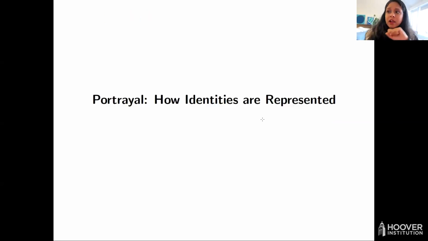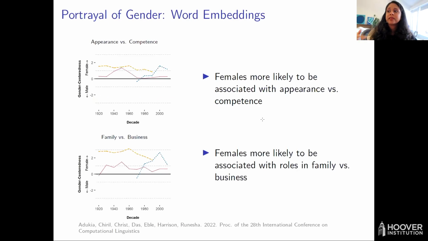And I'll just quickly talk about some of our portrayal results. So this is where we're actually using word embeddings to see how different identities relate to various domains in society. And we see that females are more likely to be associated with appearance versus competence. And they're also more likely to be associated with roles in the family versus business.